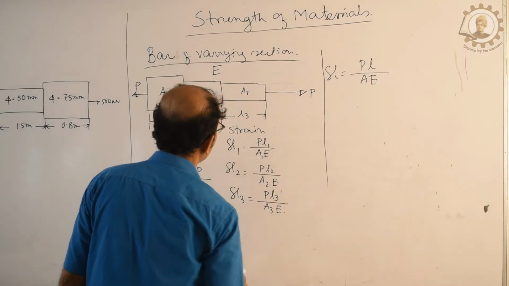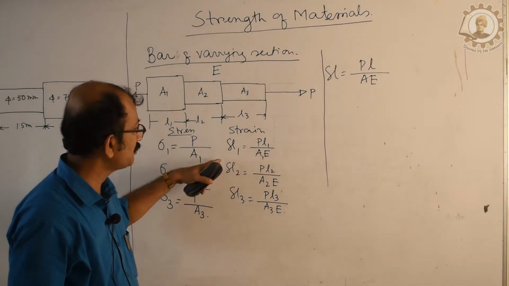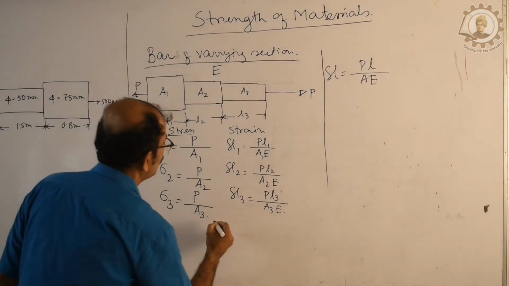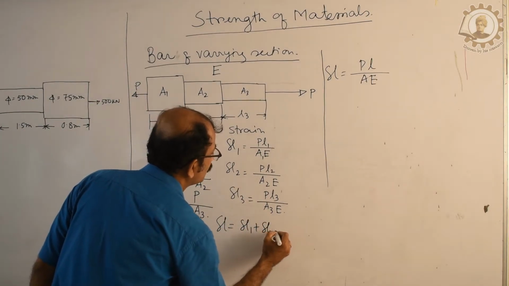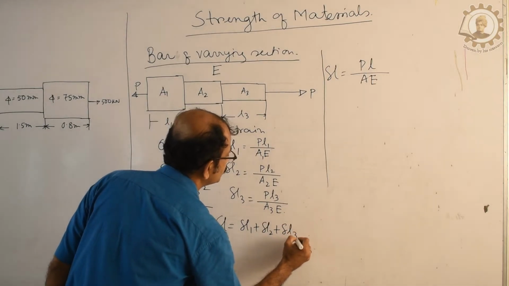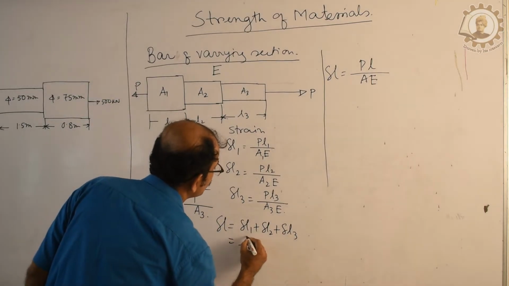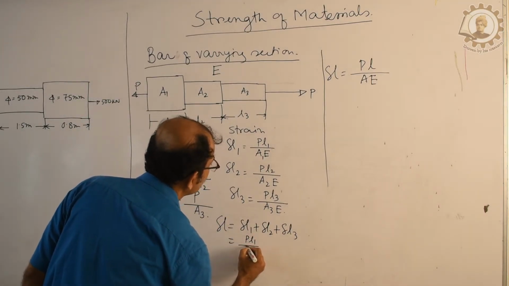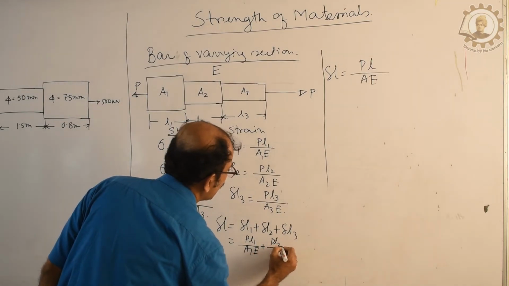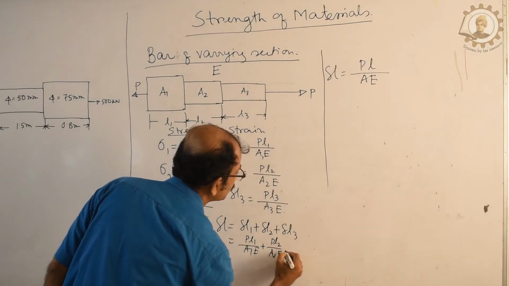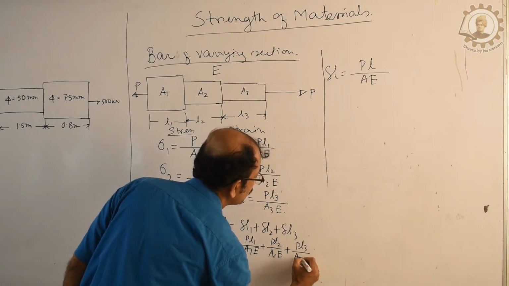Now, what will be the total elongation? The total elongation will be the sum of these three. So del L equals del L1 plus del L2 plus del L3. Now, putting all these three values, PL1 by A1E plus PL2 by A2E plus PL3 by A3E.